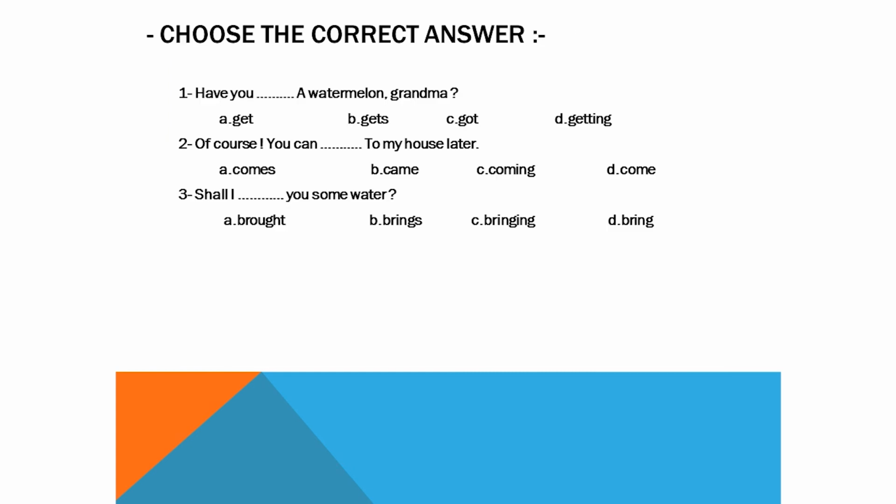Now let's check our understanding. Choose the correct answer. Have you got a watermelon, Grandma? Have you got? Of course. Number 2, of course you can. We know that can is followed by infinitive, so we choose come. You can come to my house later. Number 3, shall I bring you some water?